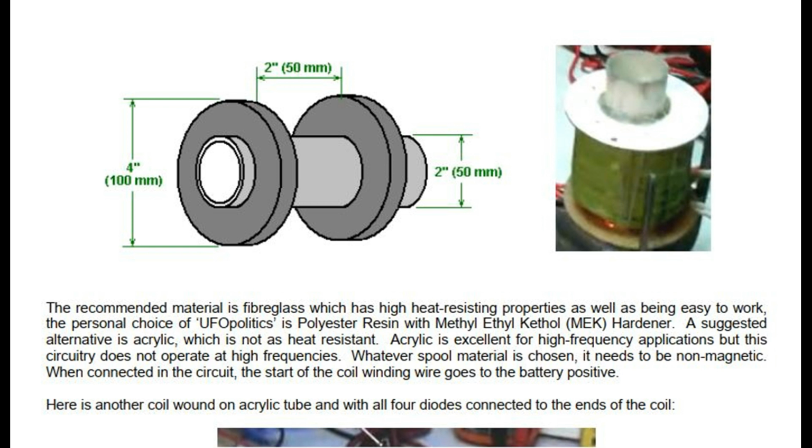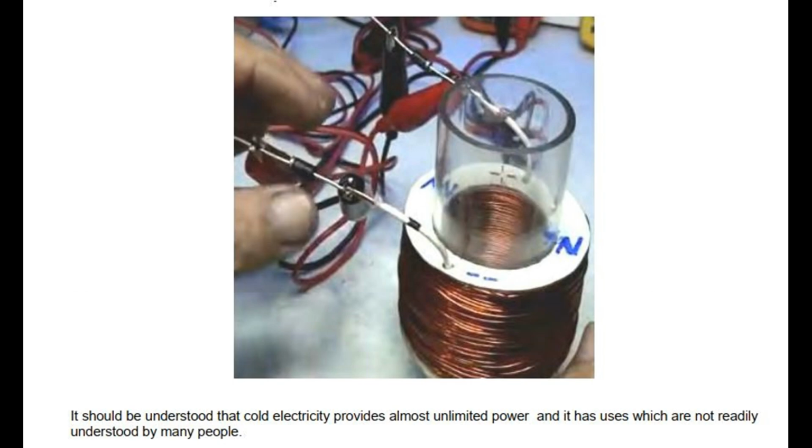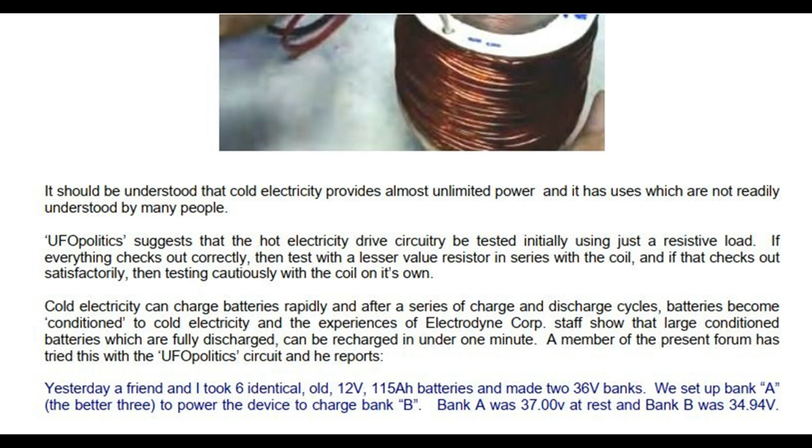When connected in the circuit, the start of the coil winding wire goes to the battery positive. Here is another coil wound on acrylic tube and with all 4 diodes connected to the ends of the coil. It should be understood that cold electricity provides almost unlimited power, and it has uses which are not readily understood by many people. UFOpolitics suggests that the hot electricity drive circuitry be tested initially using just a resistive load. If everything checks out correctly, then test with a lesser value resistor in series with the coil, and if that checks out satisfactorily, then testing cautiously with the coil on its own.